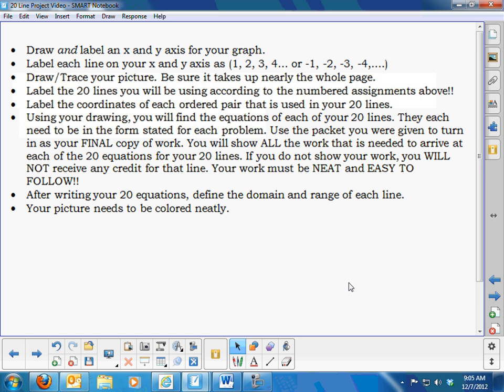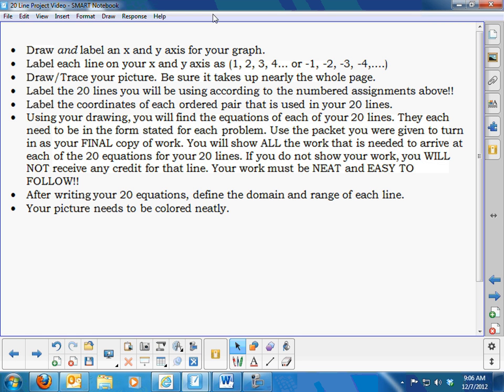You are going to, on your graph paper, draw and label an X and Y axis. You're going to label each of your axes. You're going to label the little marks, 1, 2, 3, 4, -1, -2, -3. That makes grading easier. That makes locating the ordered pairs easier if you have all of the little lines labeled. Do it small and light so that it doesn't distract from your picture.